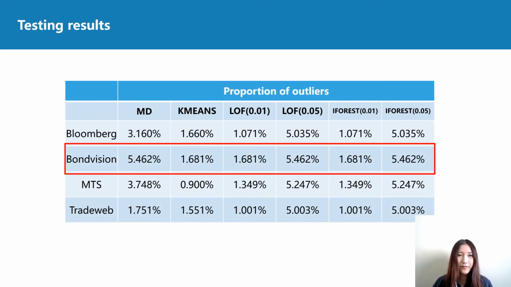In order to verify whether the results on the second dataset are influenced by the different bond data, a further random selection of bonds was tested to compare the results. It can be seen that the proportion of outliers is still higher on the BondVision platform than on other platforms.